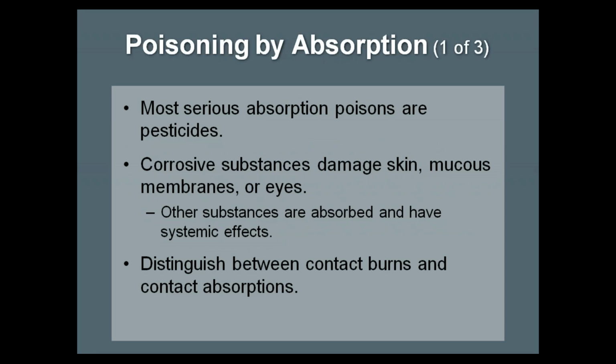Poisoning by absorption. The most serious absorption poisons are pesticides. We have farmland around here. There's a good chance that this is a call we could go on in this area, where somebody comes in contact with a fertilizer or pesticide, and whether it's splashed on them, spilled on them, or brushed on them with a dry substance, it can be corrosive and damage the skin, mucous membranes, and eyes.